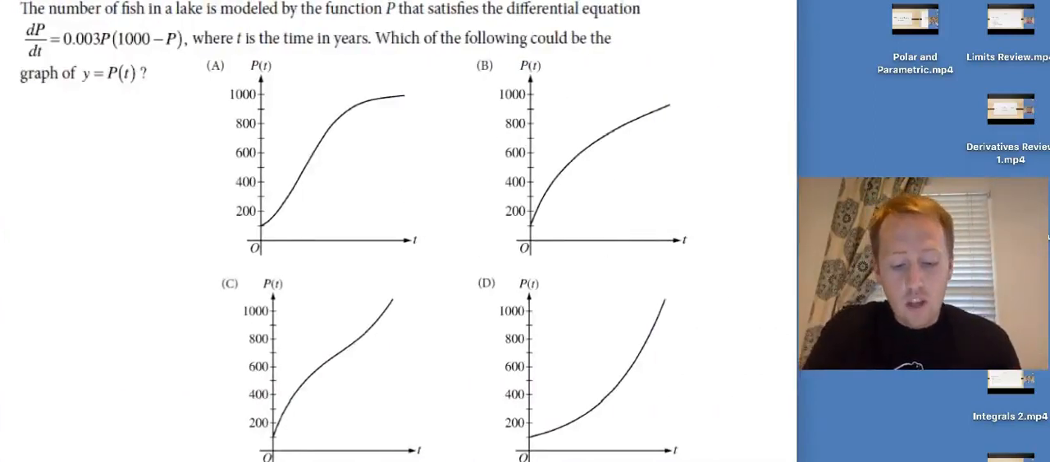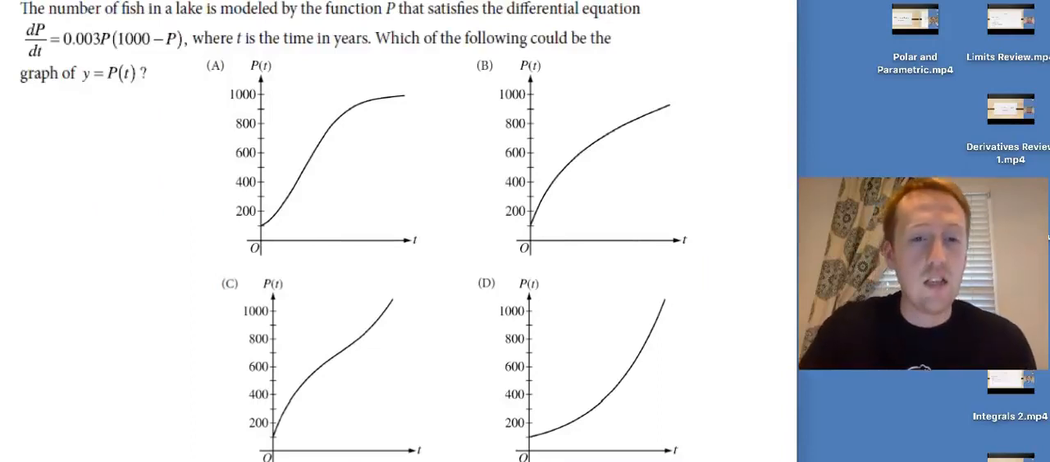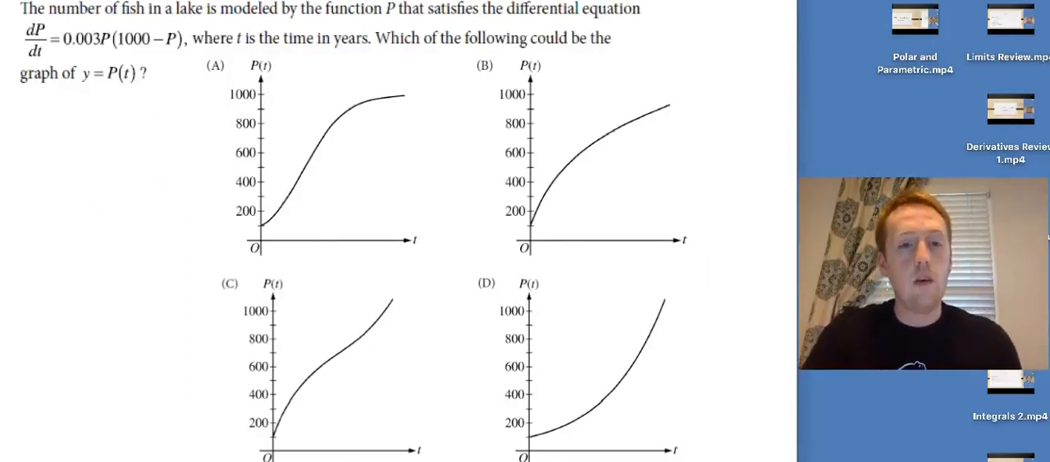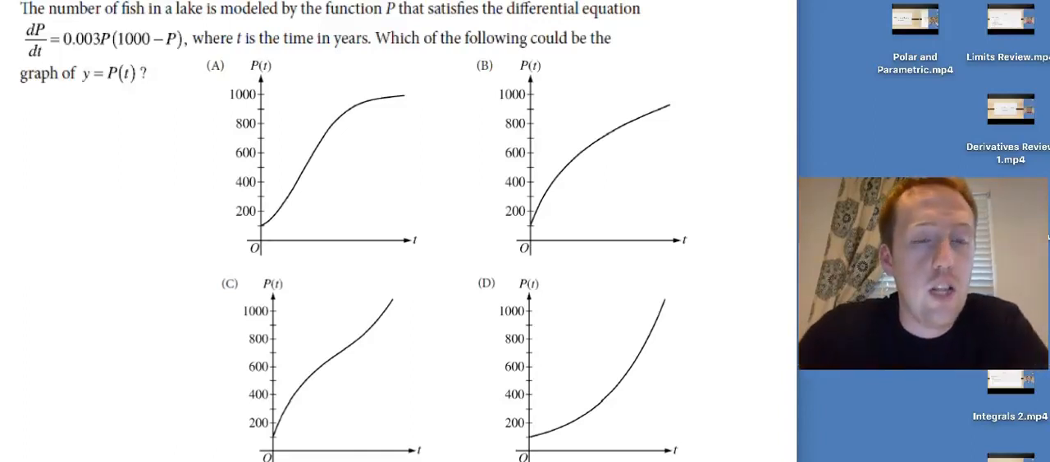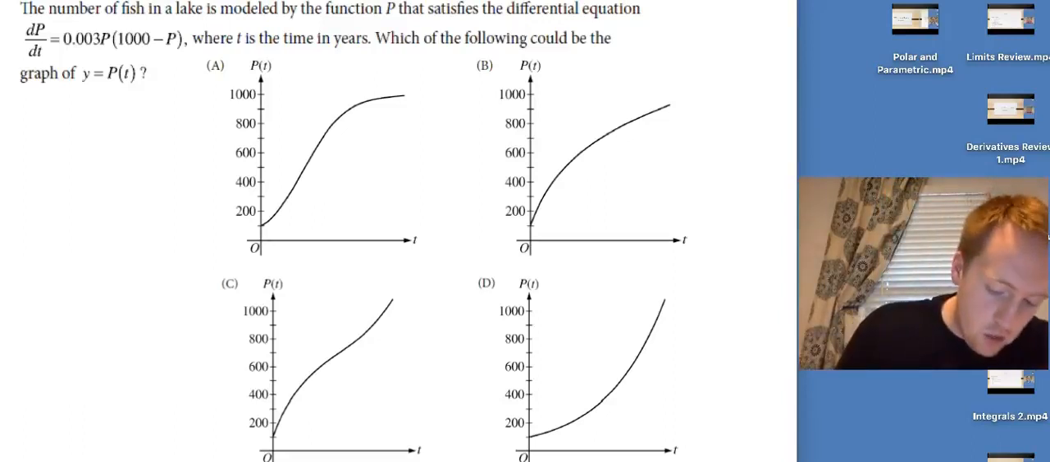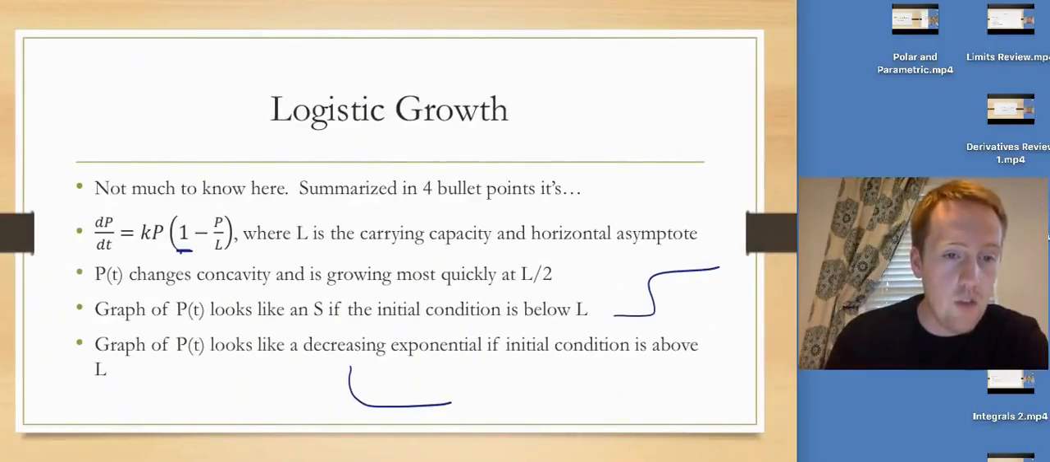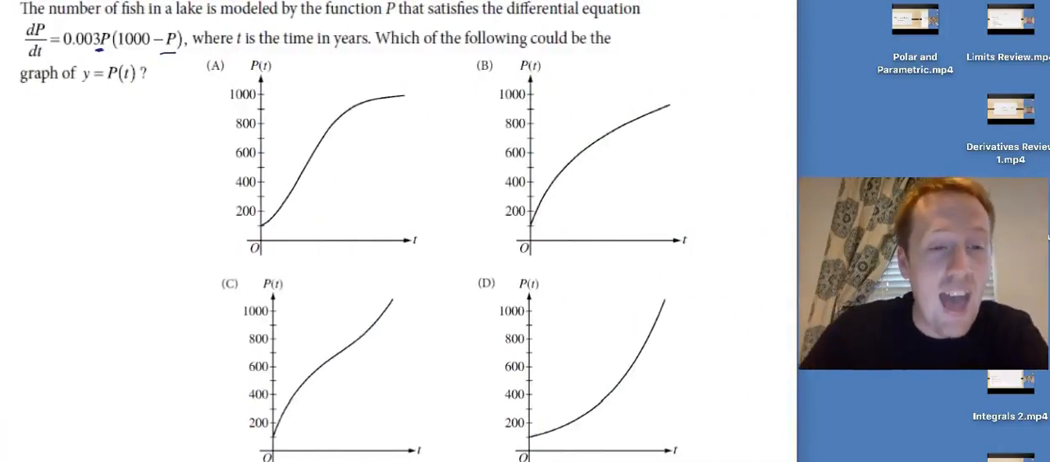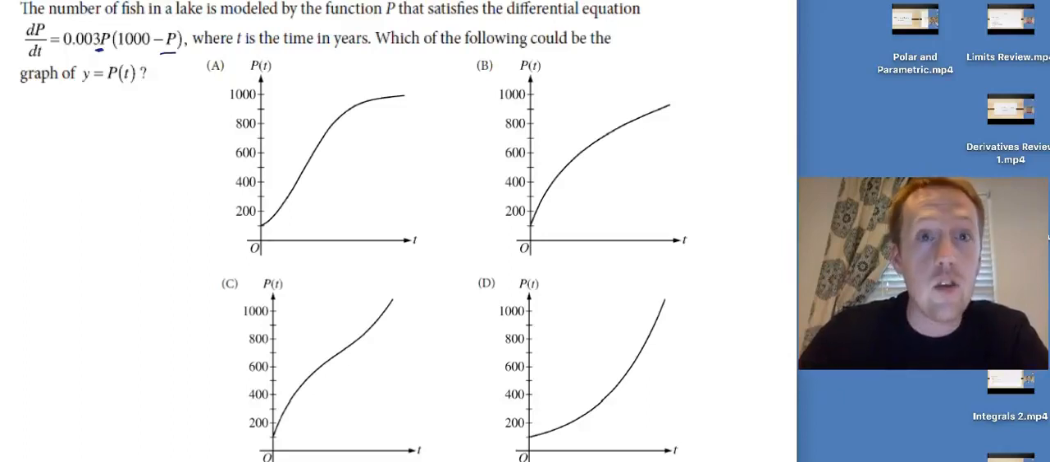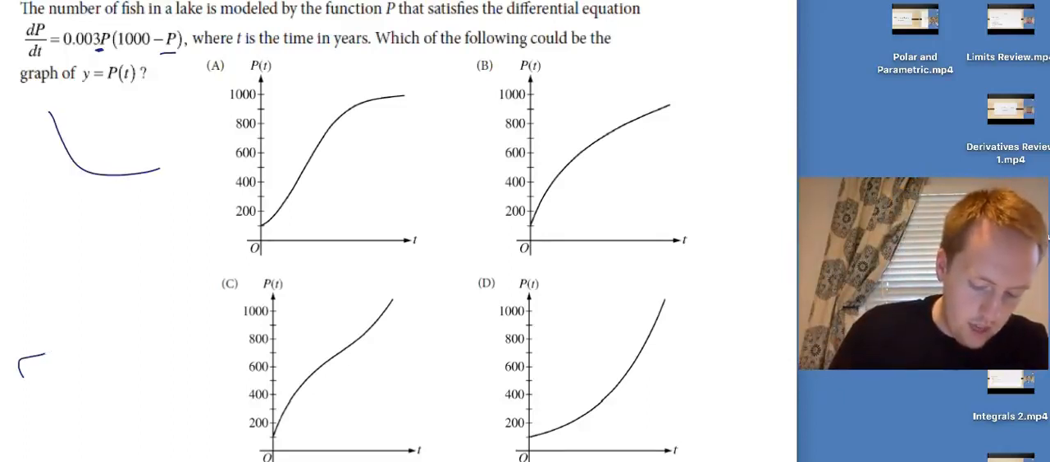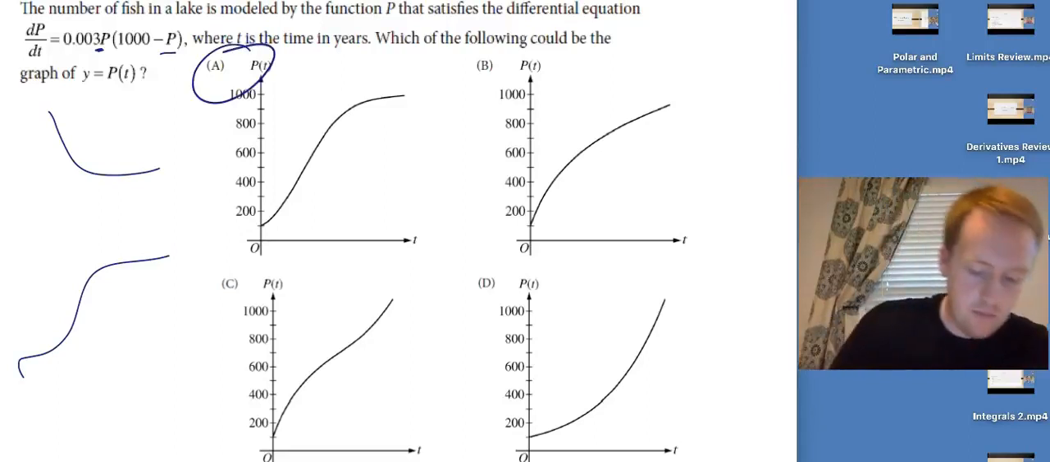So I've only got one question here. I'll do a little bit more analysis than we really need to. The number of fish in a lake is modeled by the function p that satisfies the differential equation. I recognize that looks like a logistic differential equation because there's a p here and a p here. It looks a lot like our form that we have right there. It's not in the form that we have because we would need to factor out 1,000, but it looks like it. So it either needs to look like this or like this. Well, the only one that does that is this. Only one that's an option.